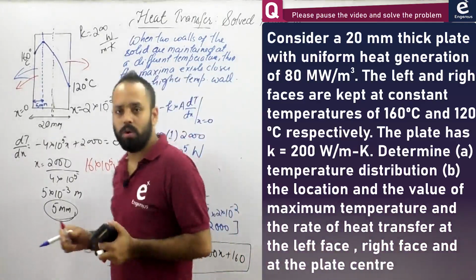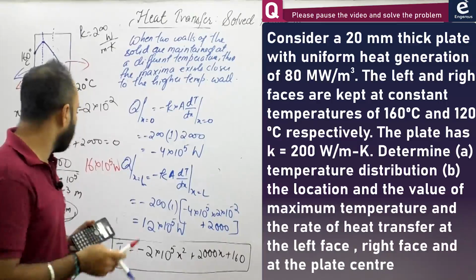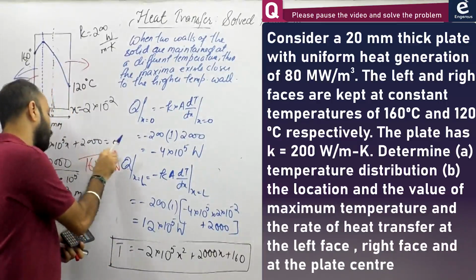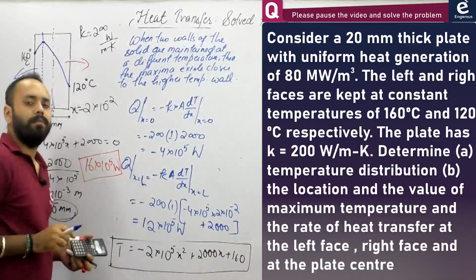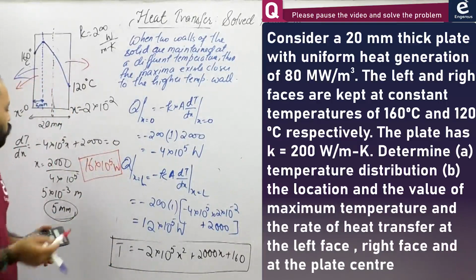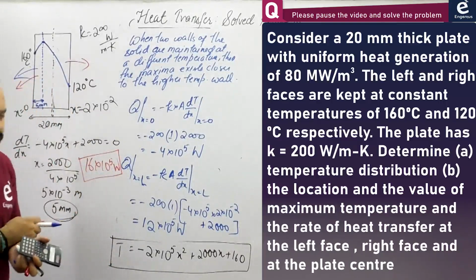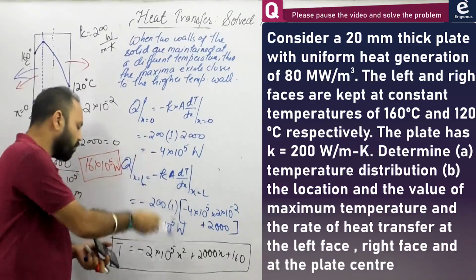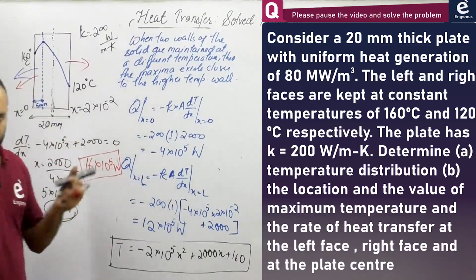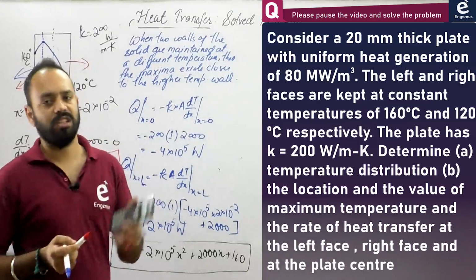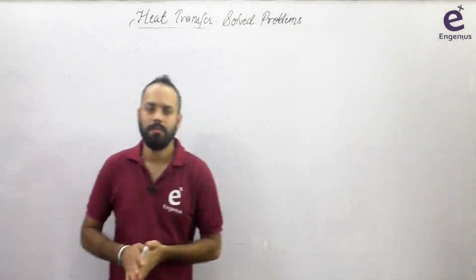आप सॉल्व करके देखो, and you should also verify that the heat generated in this entire volume, means heat generated per unit time, should be equal to 16 into 10 power 5, because heat leaving the body, the sum of all the heats leaving the body, is equal to 16 into 10 power 5 watt.